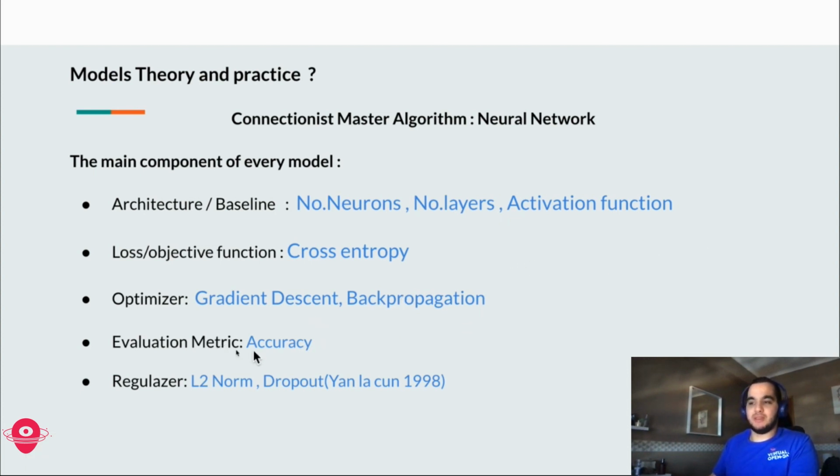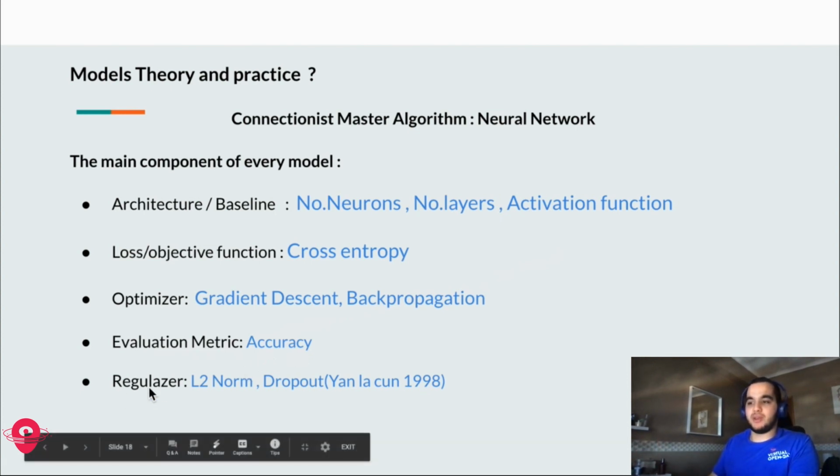So when it comes to evaluation metric, we're just going to take the accuracy, so how many predictions this network is going to make right. And for the regularizers, you can use the L2 norm, the same one that we used in linear regression. And you can use as well a very interesting technique called the dropout. It was discovered by Yann LeCun in 1998.